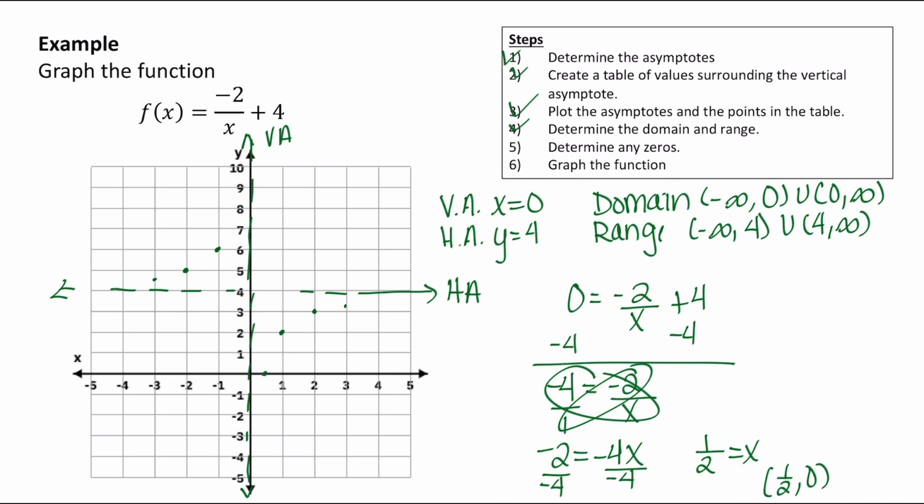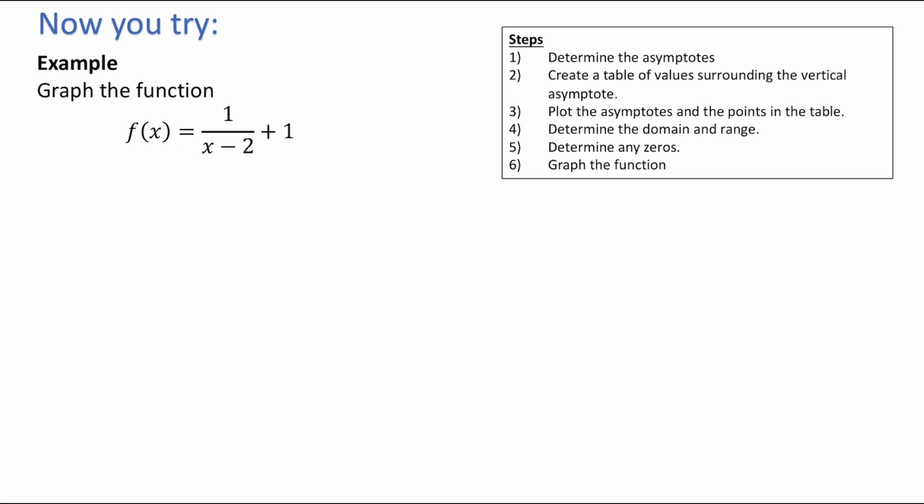And now I can form the graph of my function. So I'm going to connect the points and then show that it's approaching those asymptotes. So this piece and this piece. So there's the graph of f of x equals negative 2 over x plus 4. So now you can go ahead and pause the video and try graphing this function on your own.